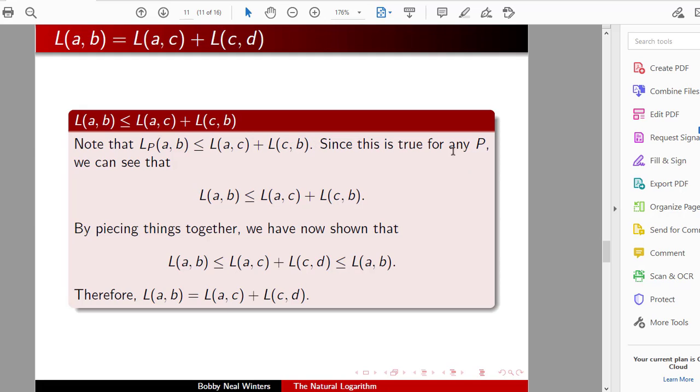Since this is true for any P, we can see that L(A,B) is less than or equal to L(A,C) plus L(C,B). And again, by piecing things together, we've got this sum trapped between L(A,B) and L(A,B), and so it's all equal through here.